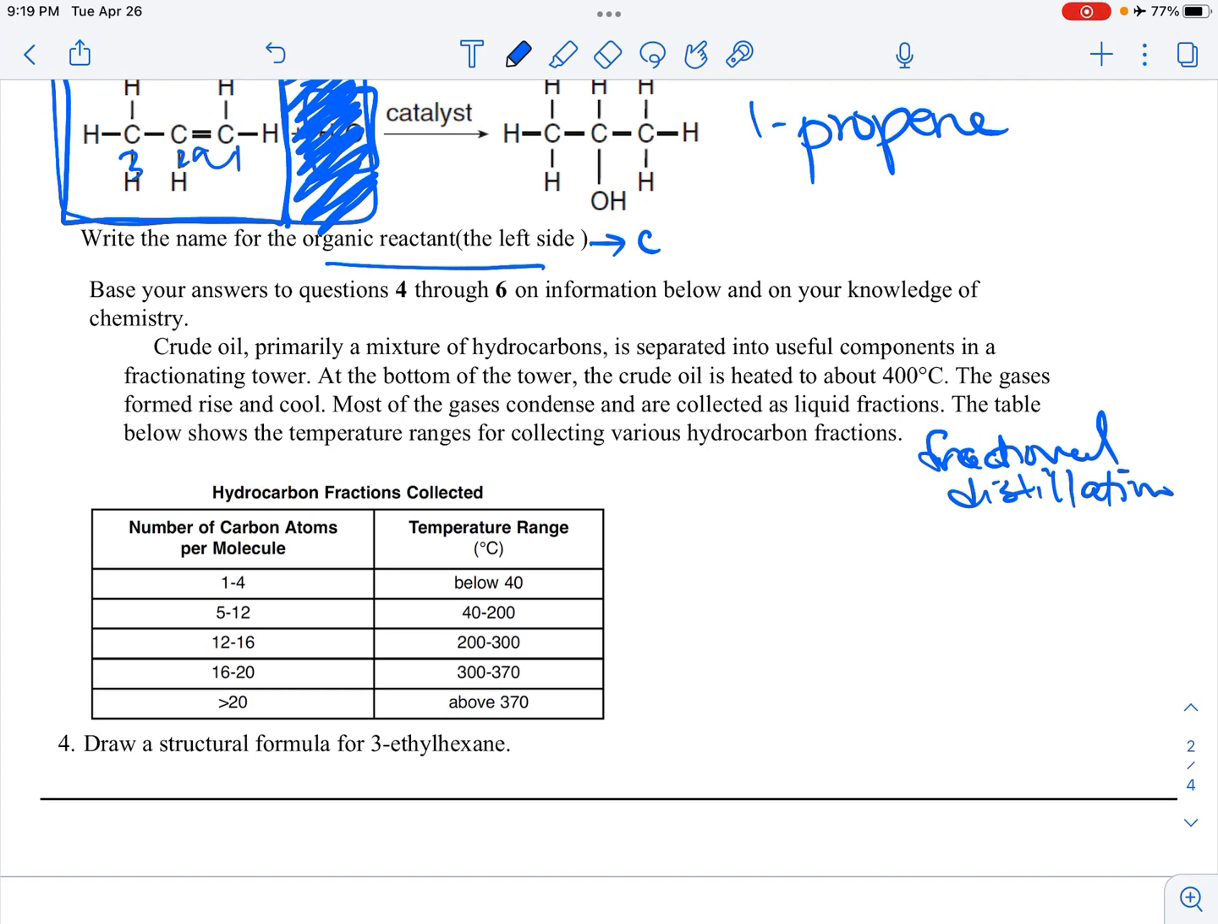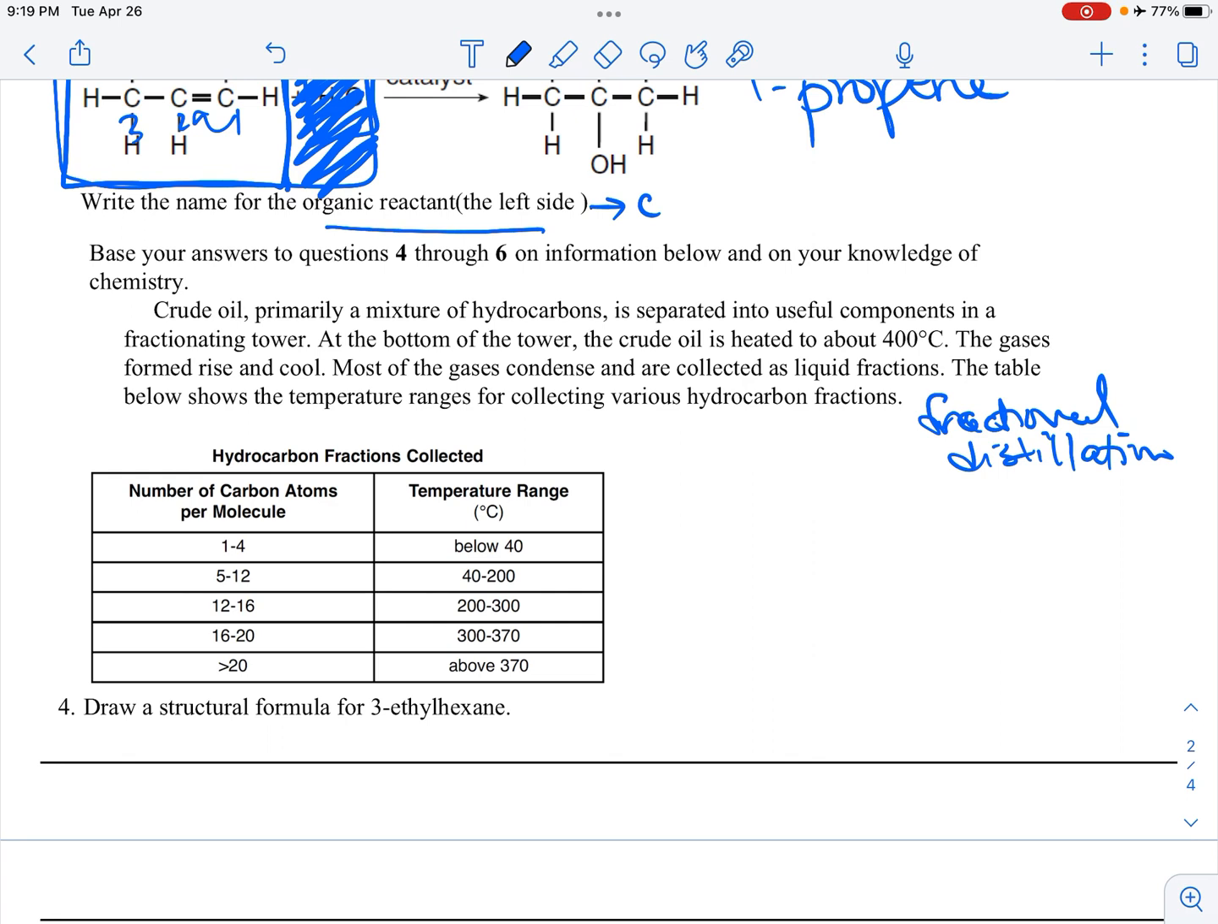The table below shows the temperature ranges for collecting various hydrocarbon fractions. Okay, so if you've got a carbon molecule between 1 and 4 carbons in length, it's going to condense off before 40 degrees, etc., etc. And then question 4 has absolutely nothing to do with any of that. It simply says, draw a structural formula for 3-ethylhexane.